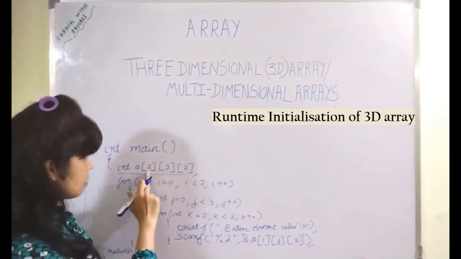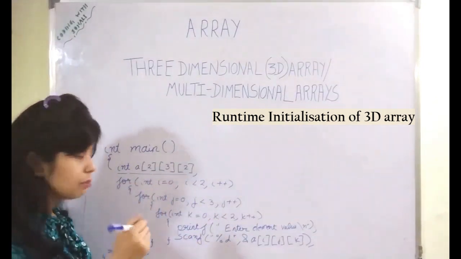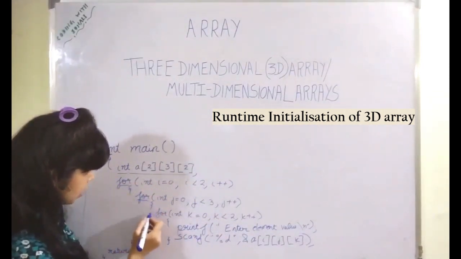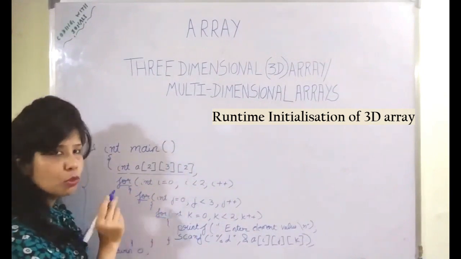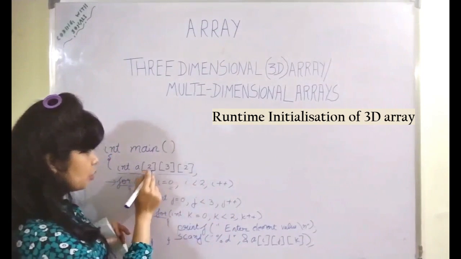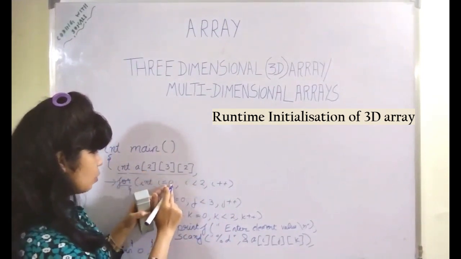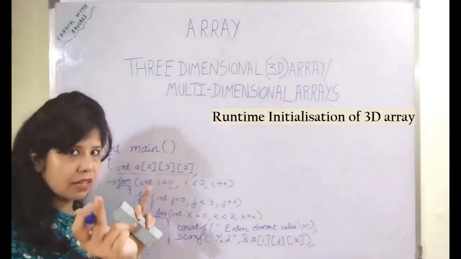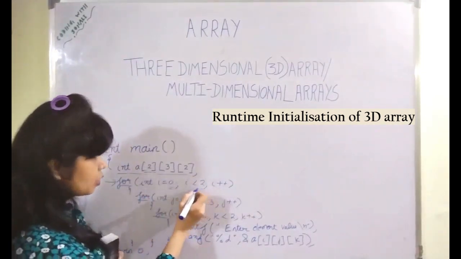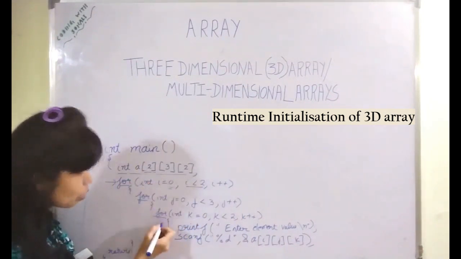Since we have 3 dimensions, I want the user to give the input, so I have taken 3 loops: one for loop, a second for loop, and a third for loop. For this outer for loop, since the size is 2 elements, it starts from 0 and should cover 0 and 1. Therefore i is equal to 0, i less than 2. And you can see the outer for loop has 2 more for loops inside.